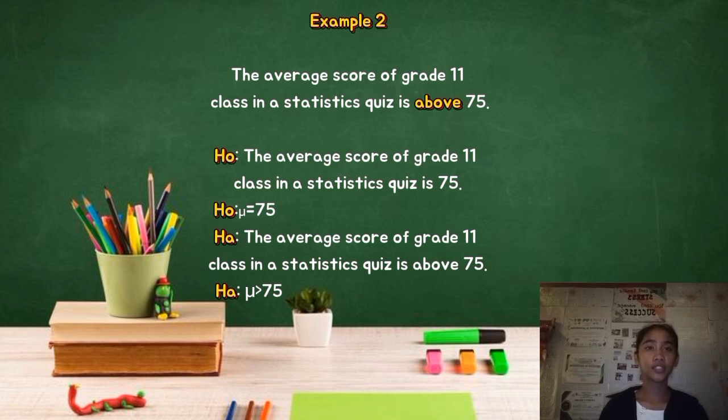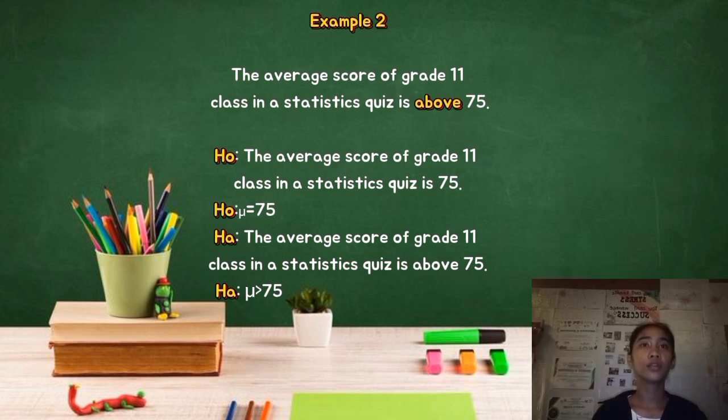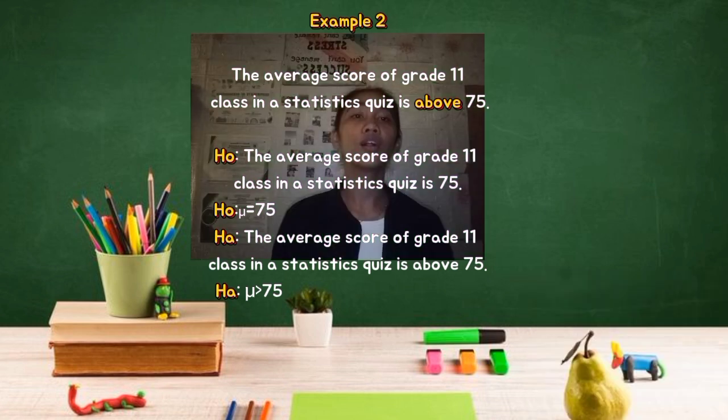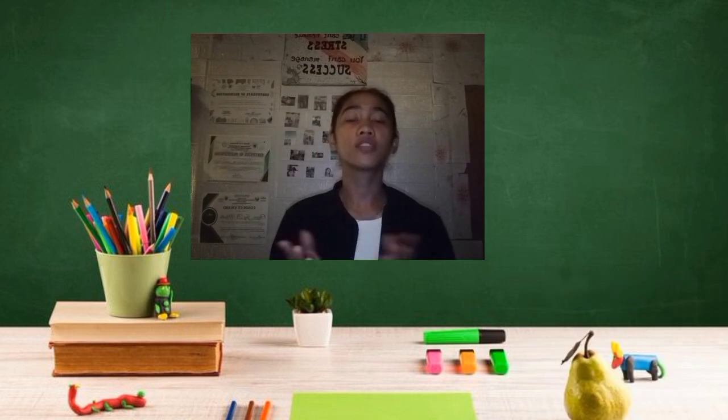In the null hypothesis, the average score of a grade 11 class in a statistics quiz is 75. The symbol: mu is equal to 75. Always remember that the null hypothesis and alternative hypothesis contradict each other.